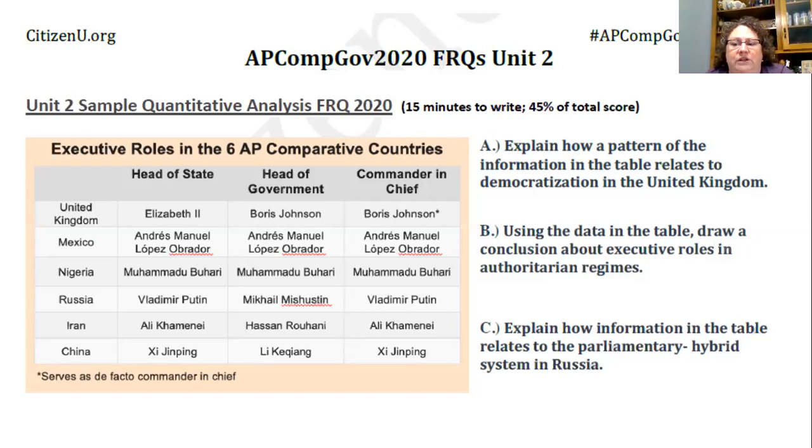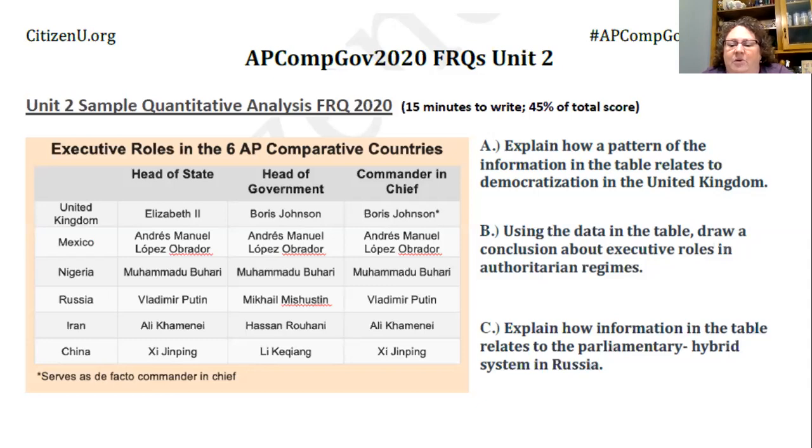So what we notice about our authoritarian regimes, so you've got to know which ones are authoritarian, right? So we're looking at Russia, Iran, and China. And as we look at those, what I can see is that the head of state is also the commander-in-chief in all of my authoritarian regimes, isn't it? The only ones that are different that also are the head of state and the commander-in-chief are Mexico and Nigeria because they're both presidential, okay? So I could draw the conclusion that in an authoritarian regime, the head of state is almost always, or in this case, in all these authoritarian regimes, the head of state is the commander-in-chief.